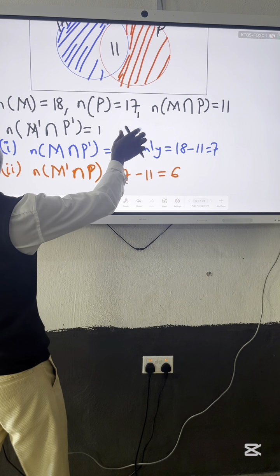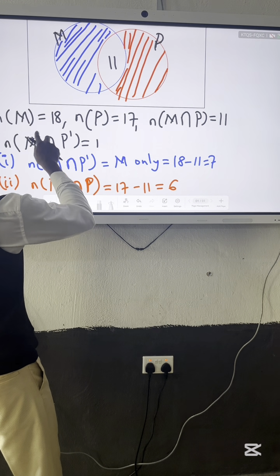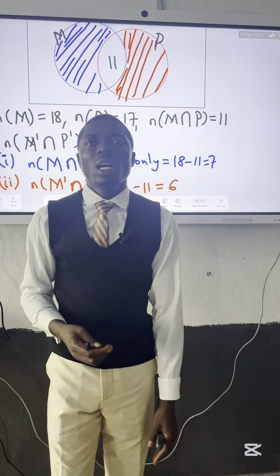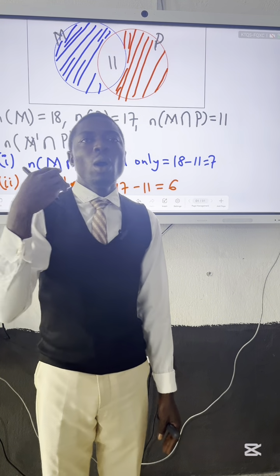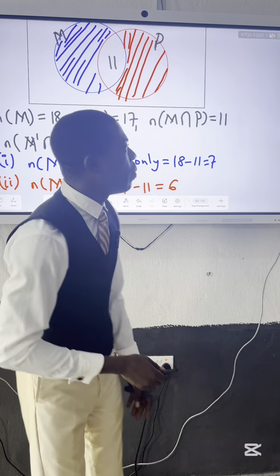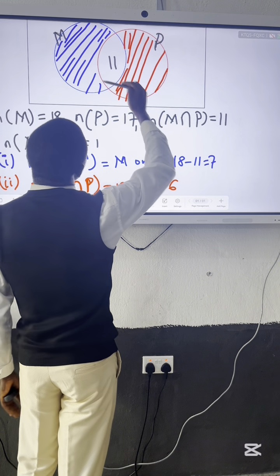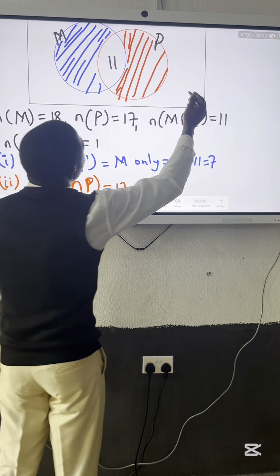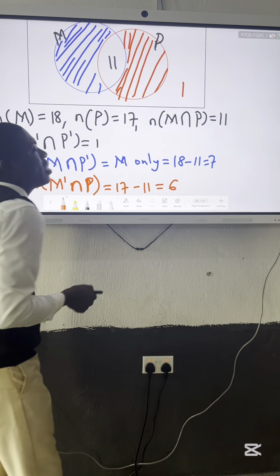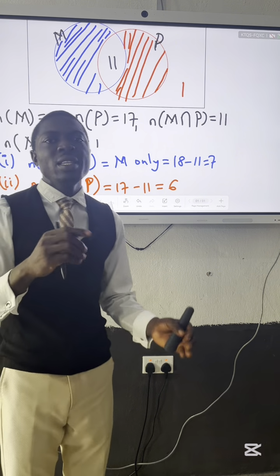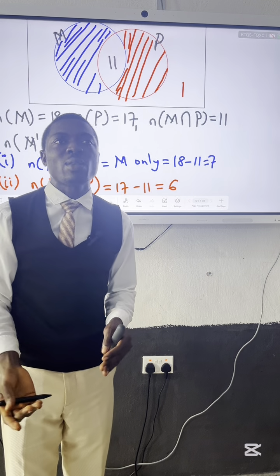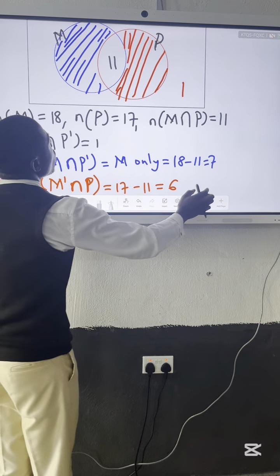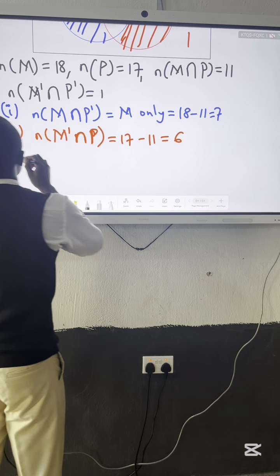Now, this one, cardinality of M prime intersection P prime, means the students that sat for the 2 exams but failed both of them. So since the circle on red represents physics and the one on blue represents mathematics, you will put that one somewhere inside the rectangle, but it will not be inside any of the circles, because the person did not pass math, neither did the person pass physics. So the total number of students that sat for the exam. Now see what we're going to do.